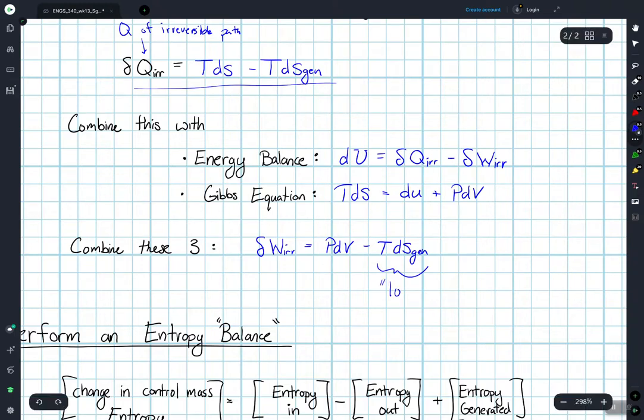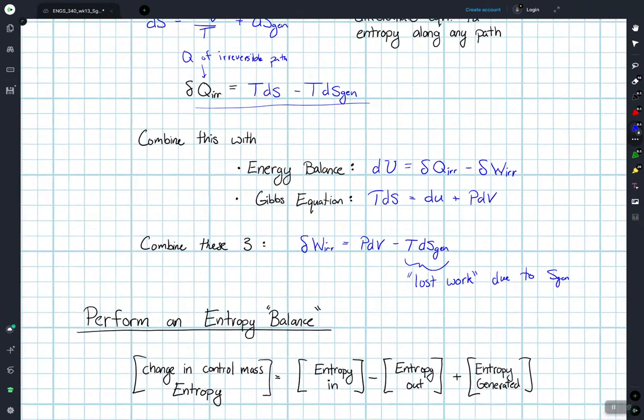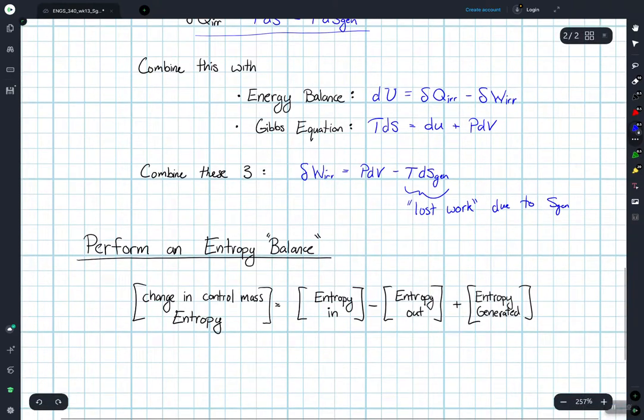So we call this sometimes lost work due to the generation of entropy. So when we're generating entropy, we're having work kind of lost. So we're losing the ability to do as much work as we could. So it's kind of an interesting result, and it shows why we would want to not generate very much entropy, or how we can make systems more efficient by decreasing the amount of entropy that we're generating. We're decreasing the amount of lost work in that system.